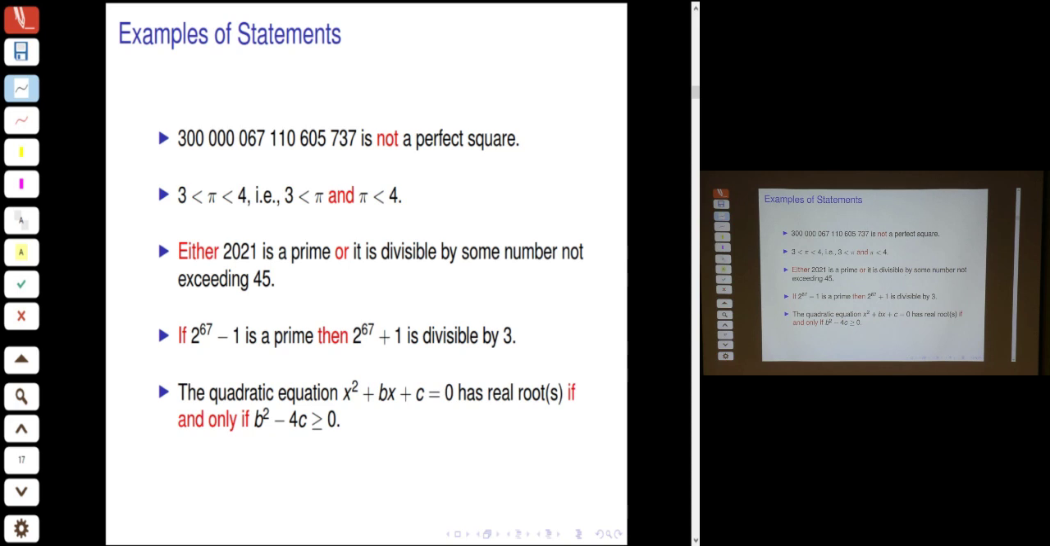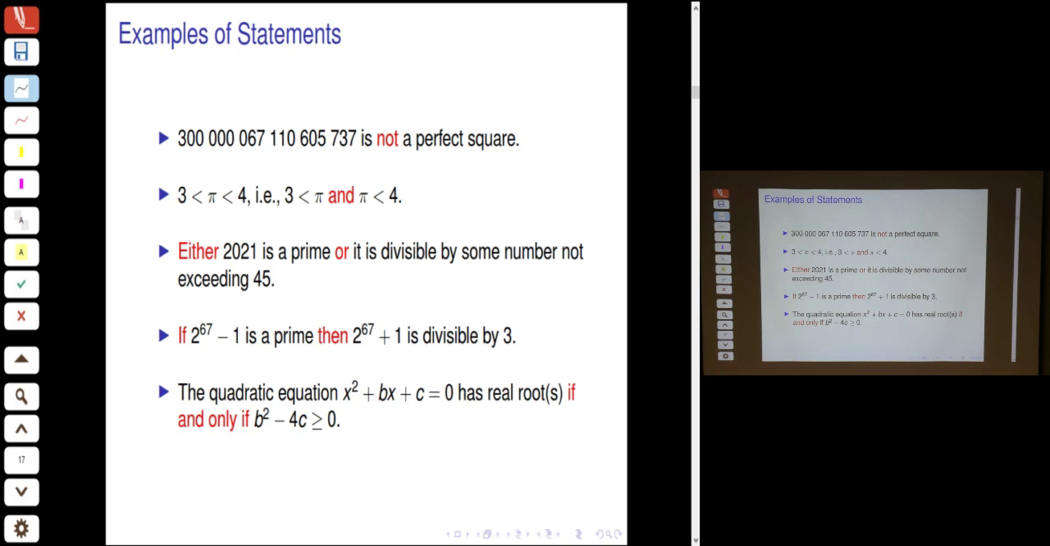Well, some of these statements are true, some may be false. I didn't claim these are all true. Right? If you are bored, you can think of which of them are true and why, and which of them are false and why they are false. But these are examples of statements which use some connectives.